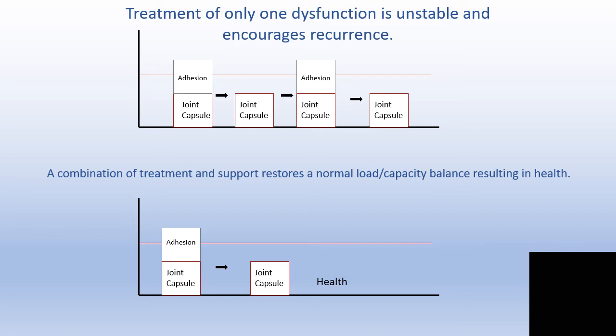So looking at the two main categories of tissues that we deal with, one being the joint and the joint capsule, the other being adhesions in the fascia. Treatment of only one dysfunction is unstable and encourages a recurrence. What we need is a combination of treatment that addresses both the joint dysfunction as well as the fascia and adhesion component.